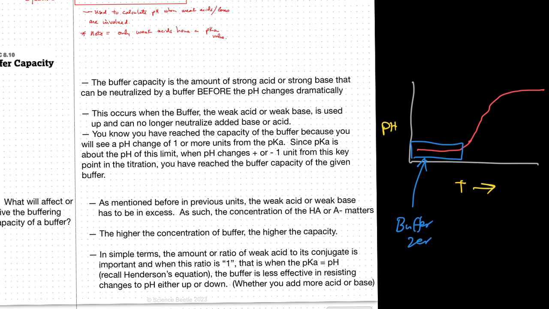This is the buffer zone. And the buffer zone is literally that region of the titration where the weak acid is able to do a really good job at neutralizing. It's going to be able to do so until it reaches a maximal point. That was the buffer capacity that we identified before. And that buffer capacity was going to be reached here.